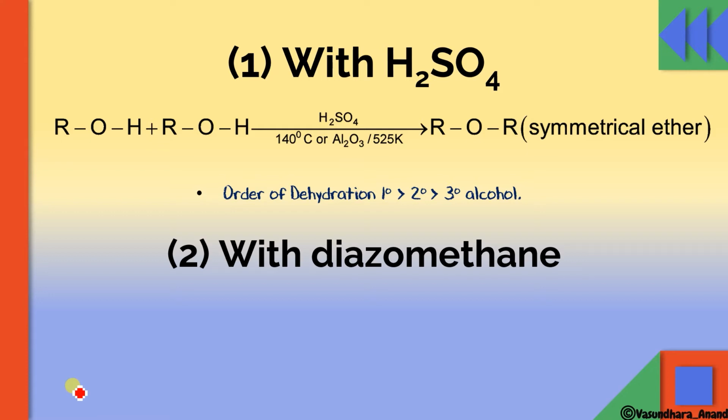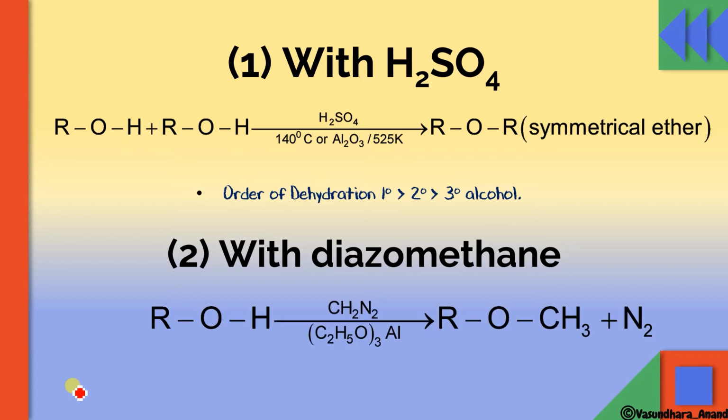With diazomethane, I have already explained about this diazomethane, what it is. So now when this diazomethane reacts with alcohol in presence of aluminium ethoxide, it will give you nitrogen gas. Along with the nitrogen gas, the main product will be ether, and that is ROCH3. This is the ether it will form.